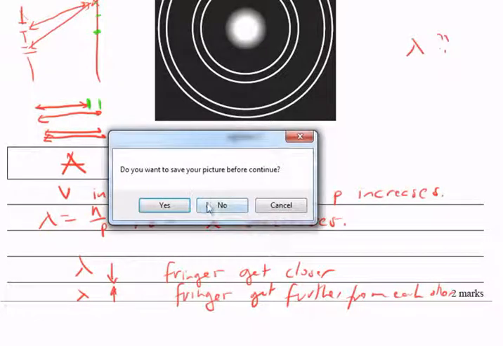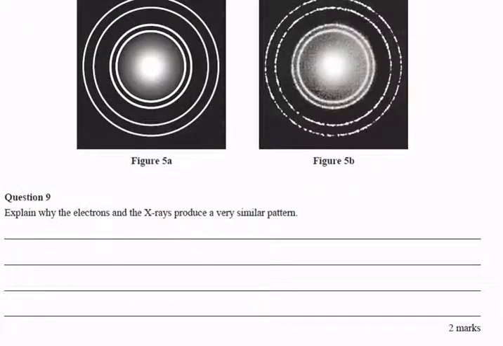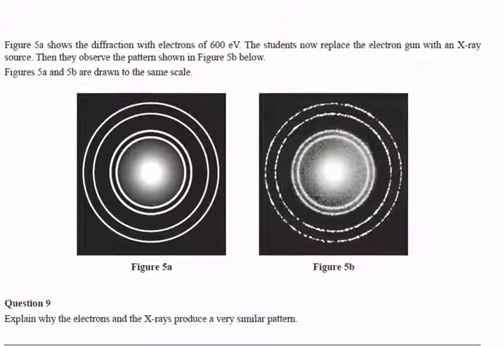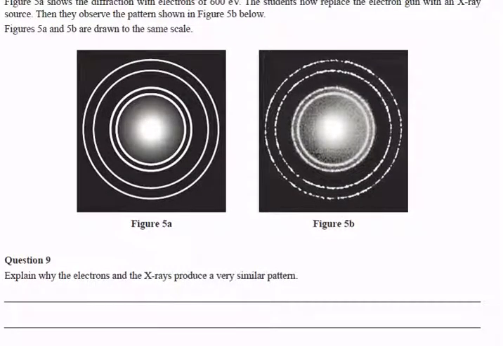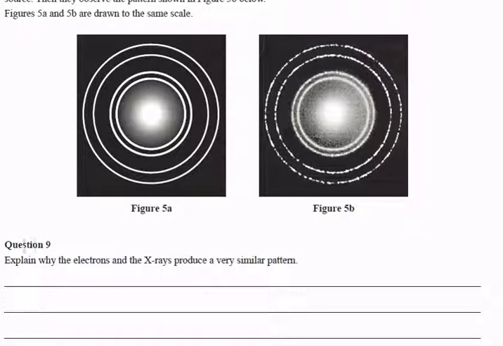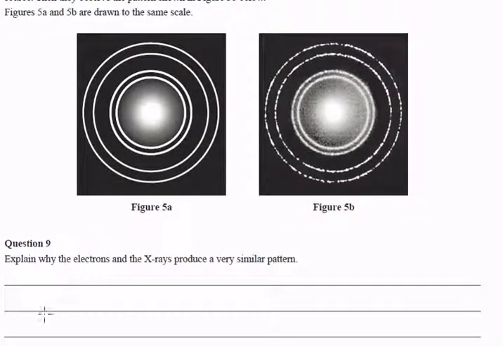The next question is question 9. Right. Figure 5a, this one here shows the diffraction of electrons, 600 electron volts, and now they replace the electron gun with an X-ray source and they observe this pattern, which is very, very similar. Explain why X-rays and electrons have this similar pattern to each other. How much is this worth? It's worth 2 marks, so yeah.